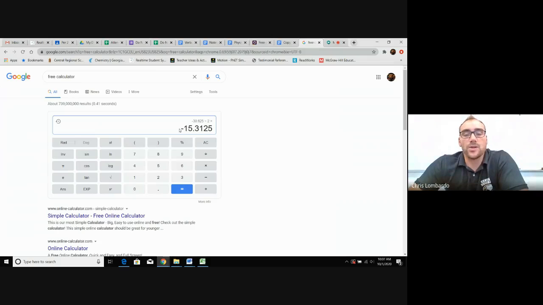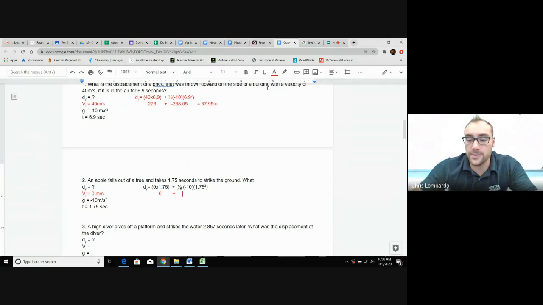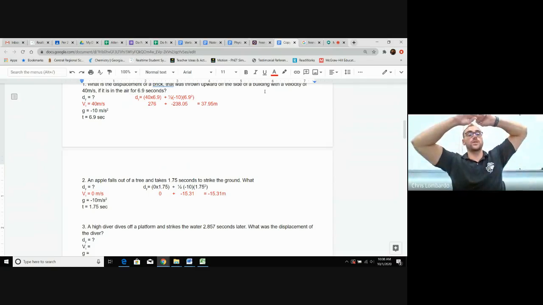You don't have to write the whole number. You can round it to 2 to 3 decimals. All right. I'm going to use just the negative 15.31 here. I'm not going to round up. So my answer for that was negative 15.31. 0 plus that is going to give me a negative 15.31 meters. Okay, so it's telling me that the apple was up in the tree, so it fell 15.31 meters.